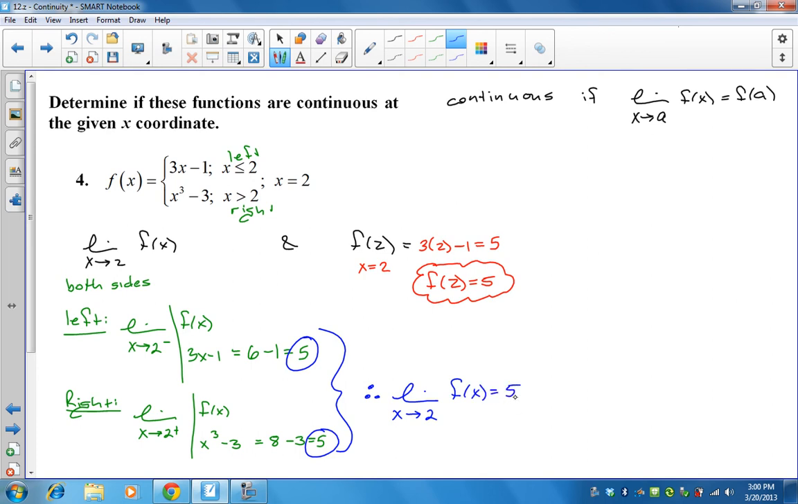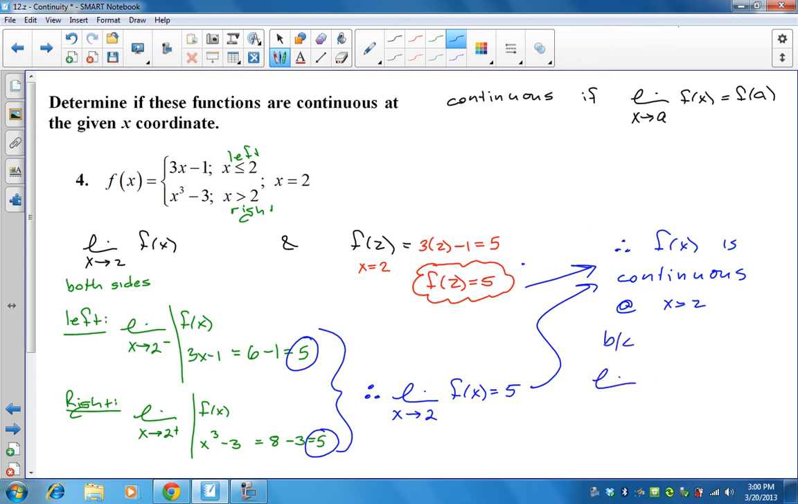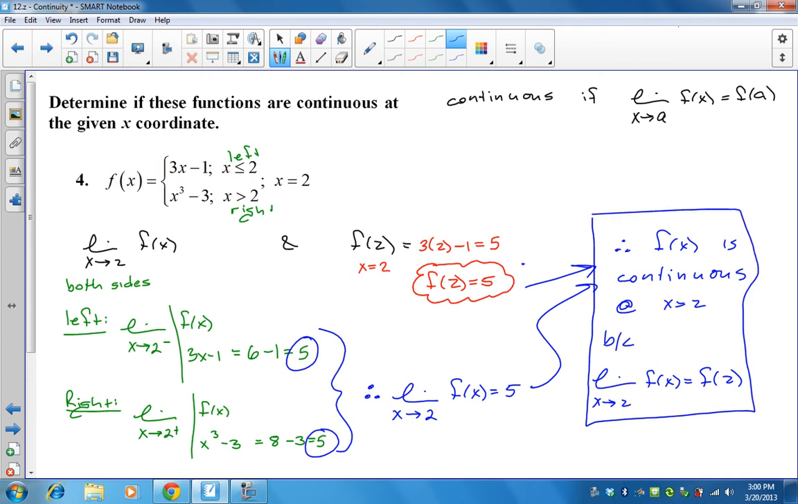And so now I look at this limit. The limit is approaching 5. f of 2 was equal to 5. And since f of 2 is equal to the limit as x approaches 2, that means I can use these two things right here to say that f of x is continuous at x equals 2. And the reason is because the limit as x approaches 2 of your function ended up being the exact same thing as f of 2. So there is the answer with justification.